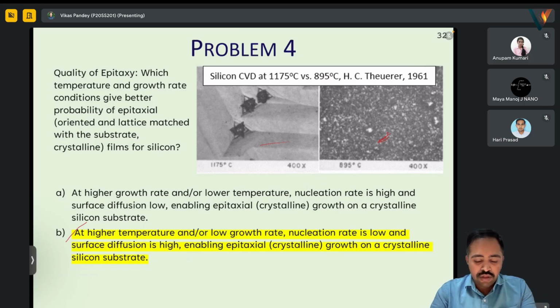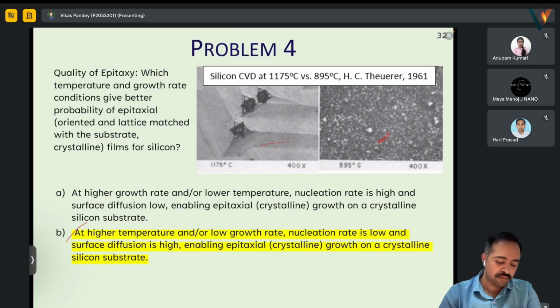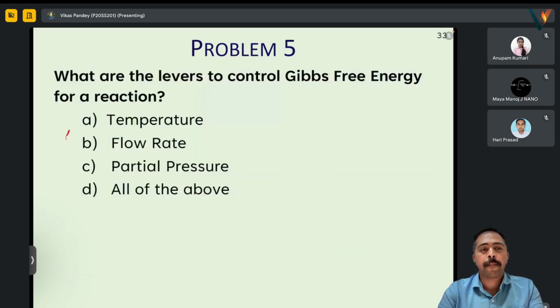What are the levers to control Gibbs free energy for a reaction? For a reaction, what are the things that will determine the Gibbs free energy? Temperature, flow rate, partial pressure, or all of these? Anyone? Yes. Anyone with an answer for this? What are the factors that will determine the Gibbs free energy, that is delta G, for a reaction?